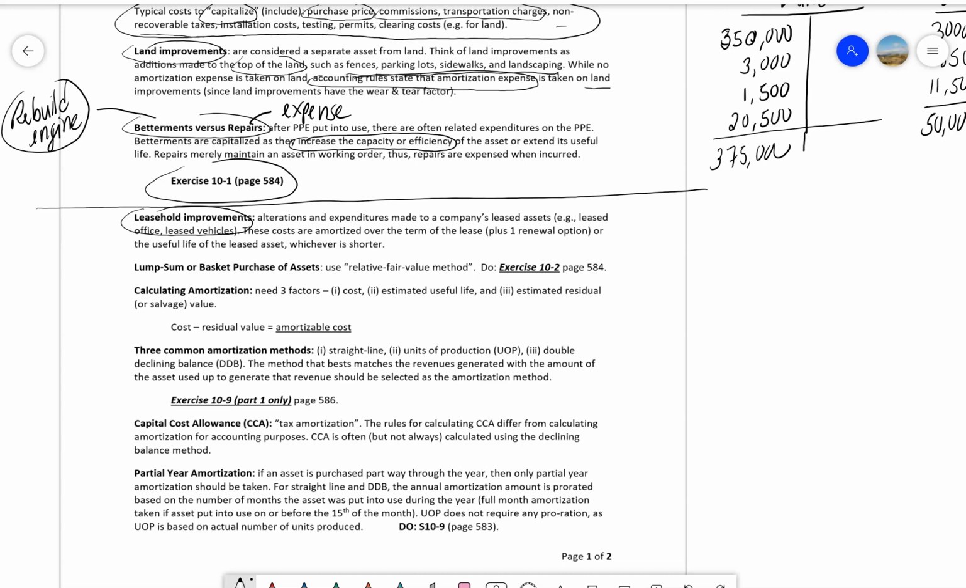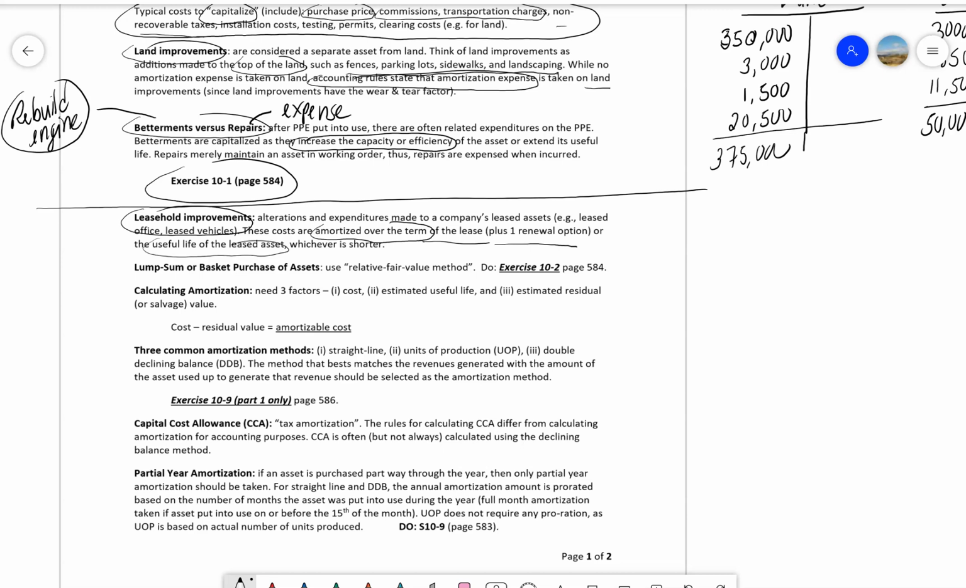And when they move in, they may decide to do a huge renovation. That renovation may cost $1 million. And so that $1 million renovation, because it's on a leased asset, is known as a leasehold improvement. They cannot expense that $1 million renovation. What they have to do is record it as a leasehold improvement and then take amortization on that $1 million. And the costs are amortized over the term of the lease plus one renewal option or the useful life of the leased asset, whichever is shorter.